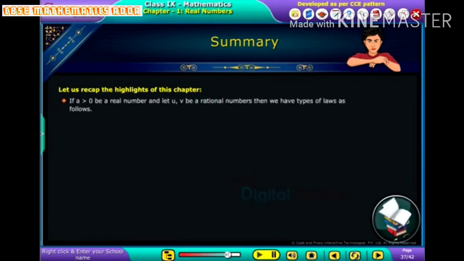If a greater than 0 is a real number and let u, v be irrational numbers, then we have types of laws as follows. a power u into a power v is equal to a power u plus v. a power u whole power v is equal to a power uv. a power u by a power v is equal to a power u minus v. a power u into b power u is equal to ab whole power u. The uth root of a is equal to a power 1 by u.